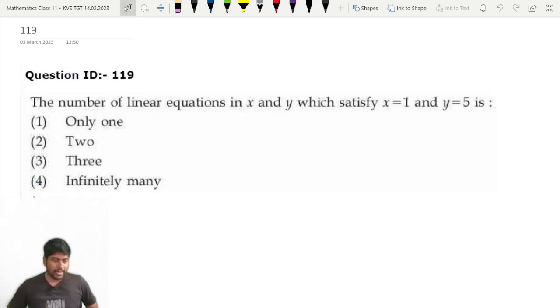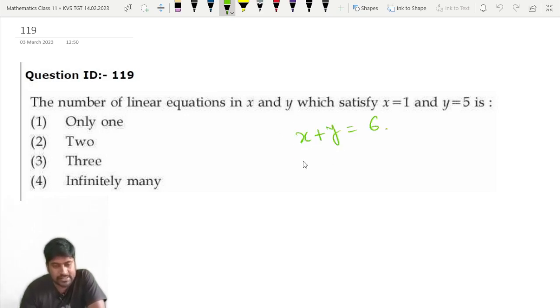Question number 119. The number of linear equations in x and y which satisfy x is equal to 1 and y is equal to 5. So there will be an infinite number of linear equations. For example, I can give you x plus y is equal to 6. That is a linear equation which will be satisfied by x is equal to 1 and y is equal to 5.